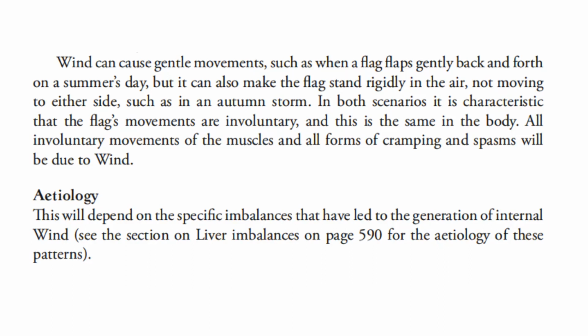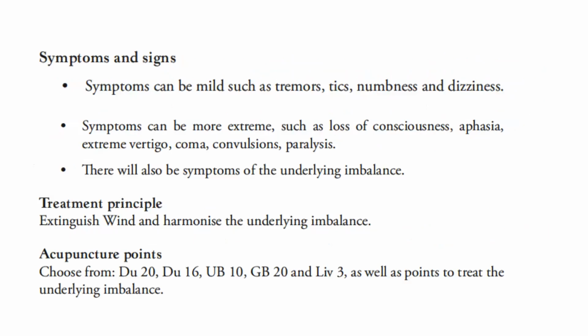Its etiology will depend on specific imbalances that have led to the generation of internal wind. For the symptoms and signs, symptoms can be mild, such as tremors, tics, numbness, and dizziness, and can be more extreme, such as loss of consciousness, aphasia, extreme vertigo, coma, convulsions, and paralysis. There will also be symptoms of the underlying imbalance.